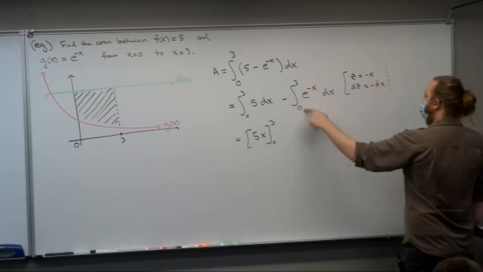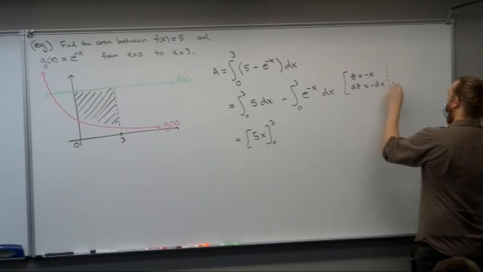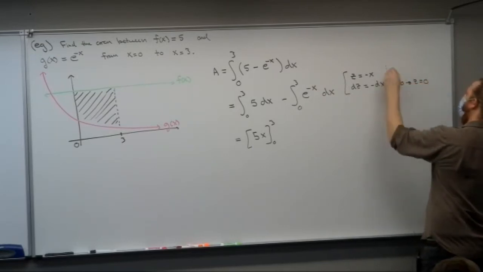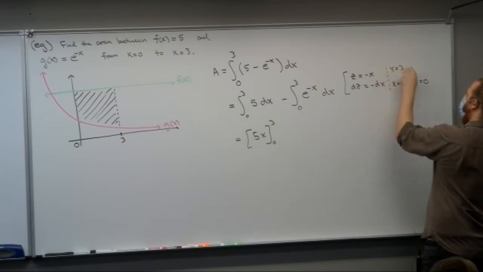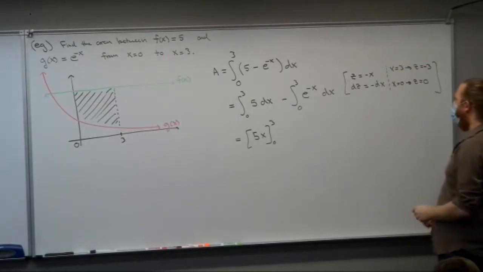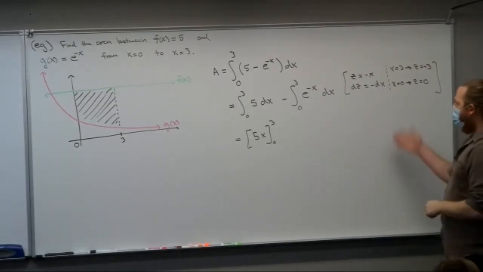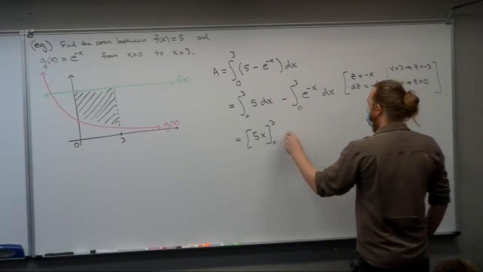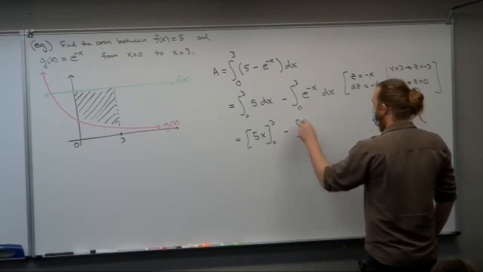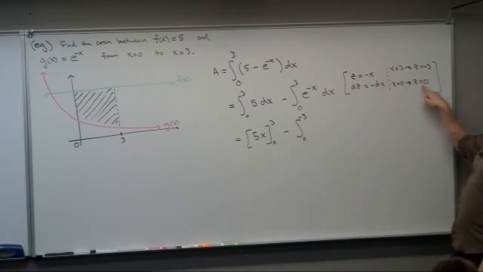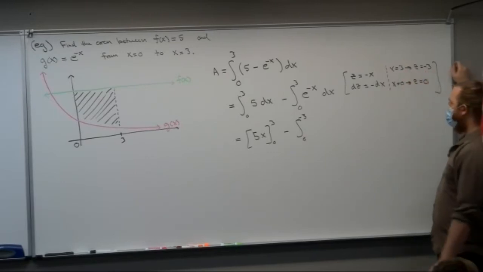Also, my bounds need to change. So when x is equal to 0, z is also 0. When x is equal to 3, z would be negative 3. And we can see what that does to this integral. This minus is this minus. Integral now runs from 0 to negative 3. Those are my new bounds, right? Old lower bound 0, new lower bound 0. Old upper bound 3, new upper bound negative 3.